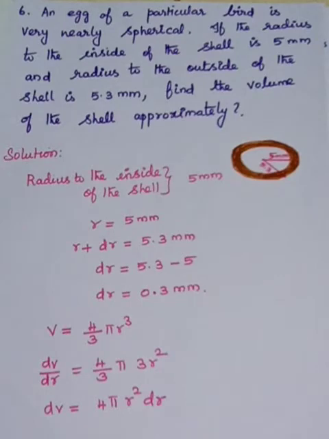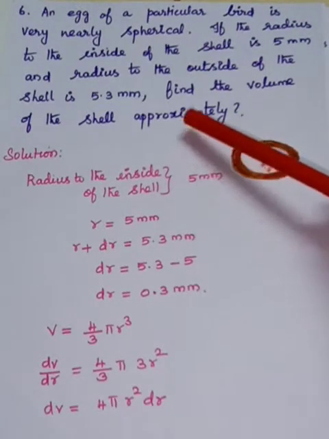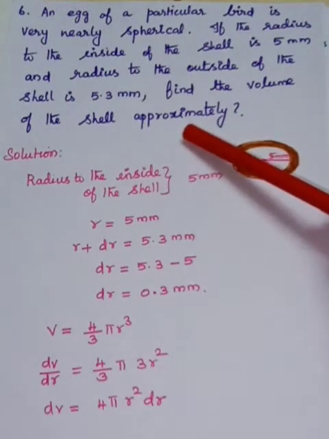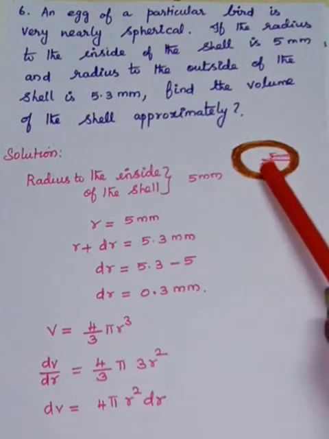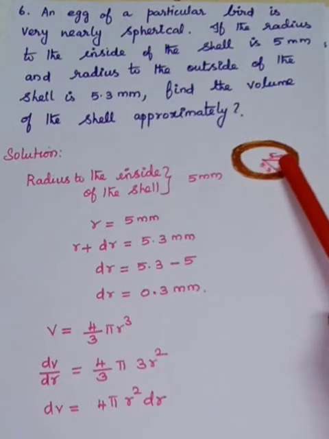If the radius to the inside of the shell is 5 millimeter and the radius to the outside of the shell is 5.3 millimeter, find the volume of the shell approximately. So what do we have to find? What is the approximated volume? See that the radius to the inside of the shell is 5 millimeter. The outside is 5.3 millimeter.